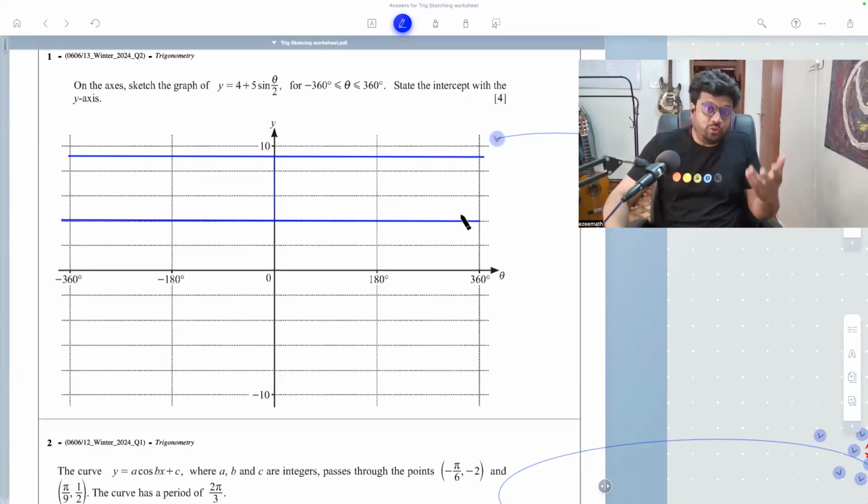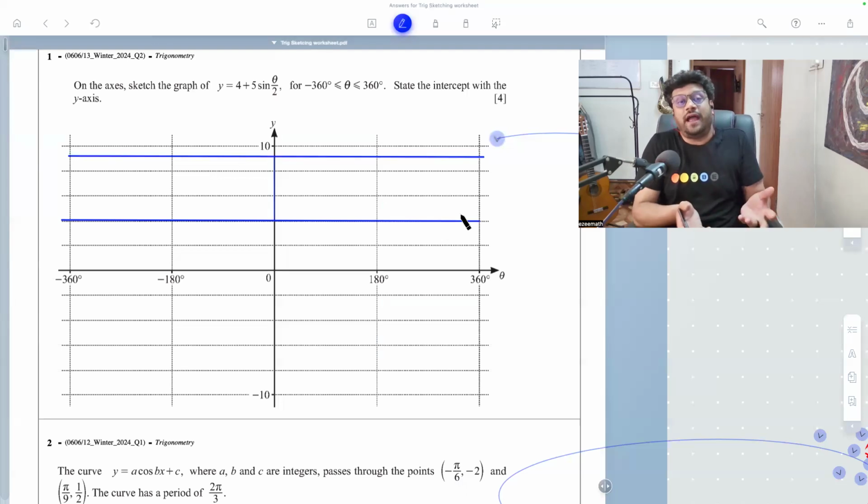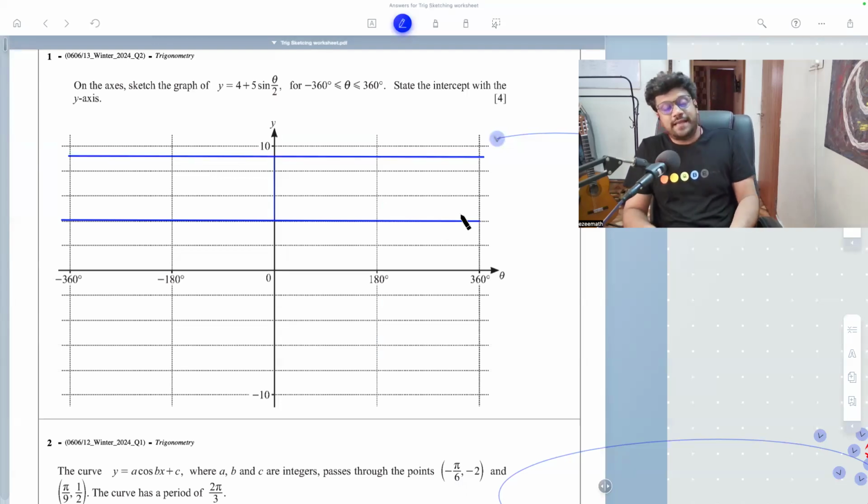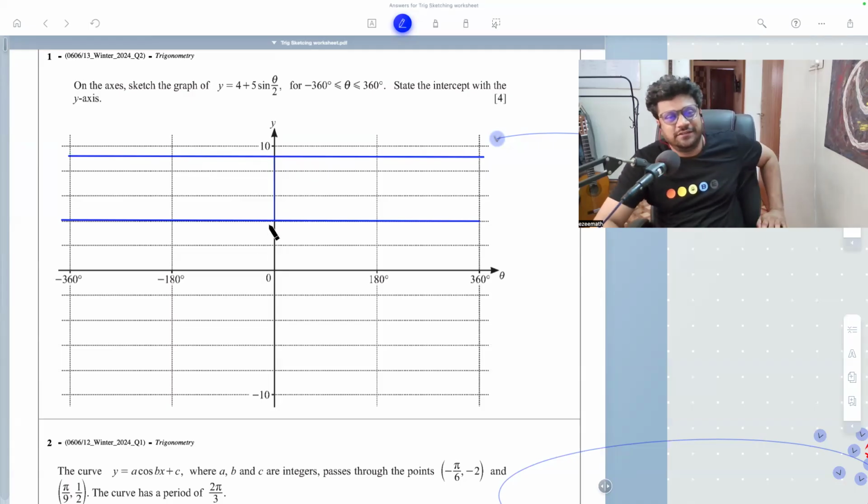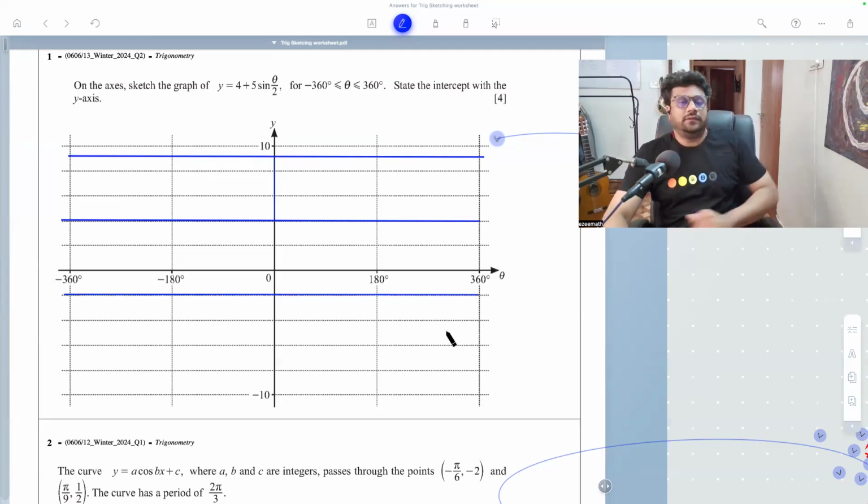When you are in the practice of drawing the guidelines and do it in the exam, make sure that these guidelines are not that dark or not that visible in your sketch. I'll draw them with a very light color. 5 units down from 4, I'll reach -1. So there is the other line.